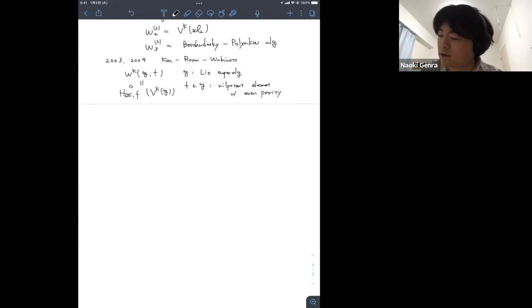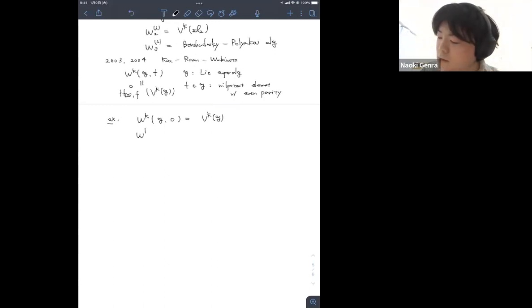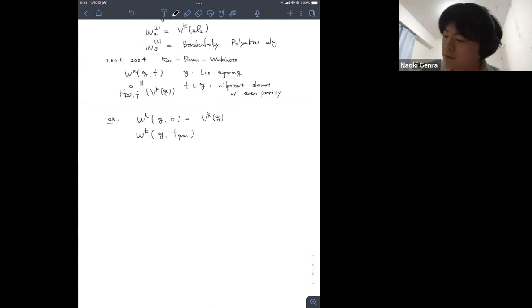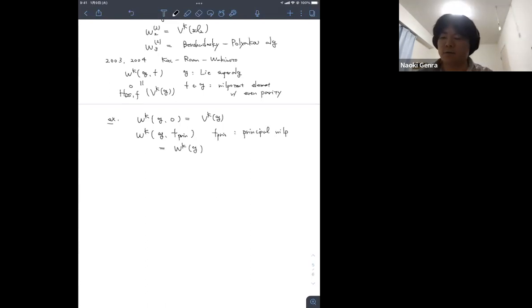And in fact, this contains interesting examples. By definition, if you take f equal to zero, this is just the affine vertex algebra. But if you take f principal, a principal nilpotent element, this is just W^k(g). So this is the reason why W^k(g) is called a principal W-algebra.